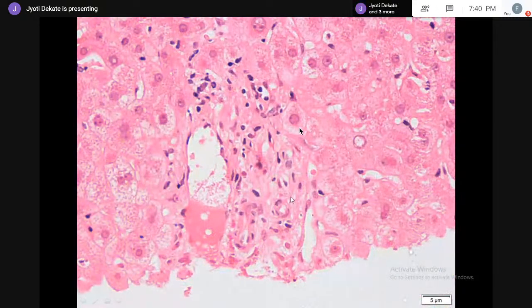Another portal area, not much inflammation. The hepatic artery branch here, the portal vein here, there is no evidence of any portal venulitis. But if we see the accompanying bile duct branch here, it is showing cytoplasmic hypereosinophilia. The lumen is not well visualized. The nuclei are lost. These are termed senescent or atrophic changes in the bile duct epithelium.